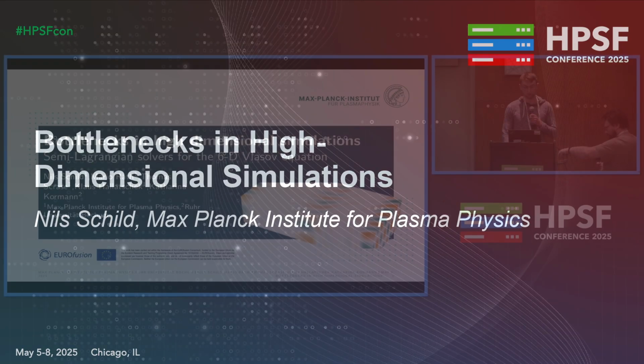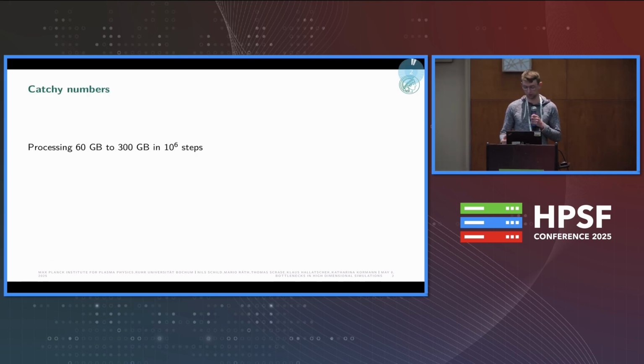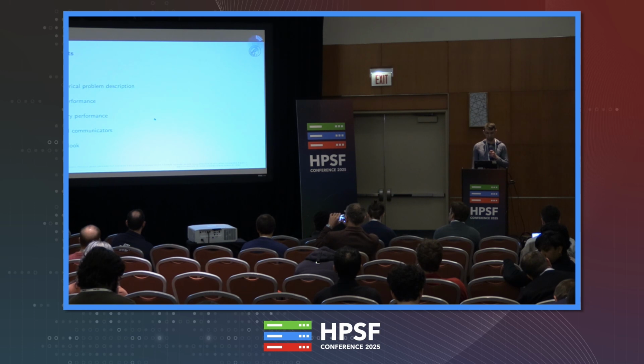After the previous talks, which were more library-driven, the problems that I will present now are more application-driven from our perspective: developing a semi-Lagrangian solver for 6 dimensions. Just a few numbers. What we're trying to do is process 60 to 300 gigabytes for about 1 million steps. We accelerated our simulations by a factor of 3 to 5 and could reduce the resource usage by a factor of 10 to 50 by describing bottlenecks and saying, okay, please don't do this.